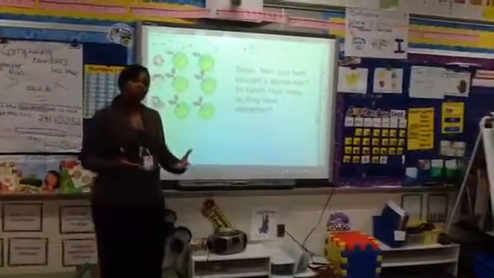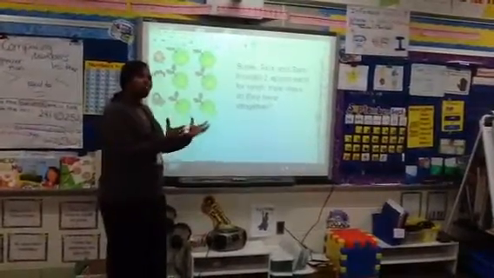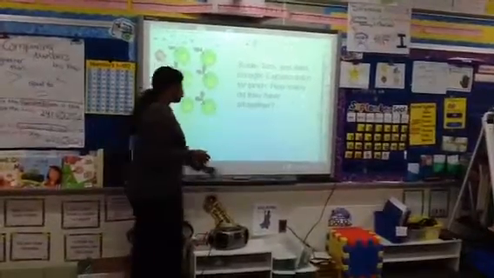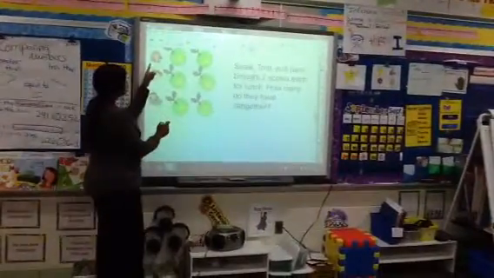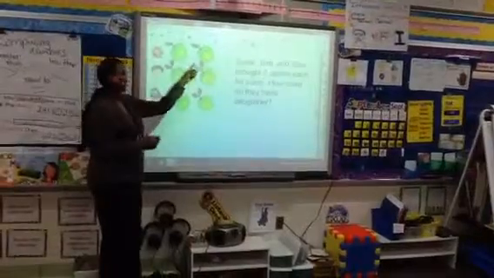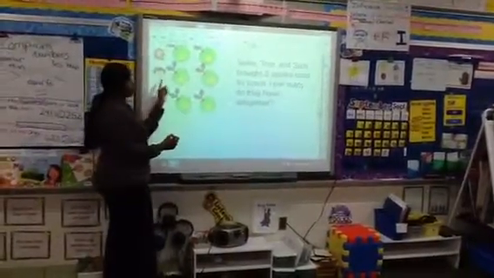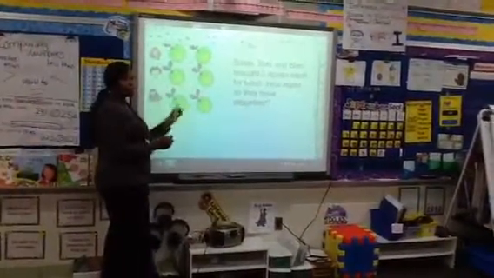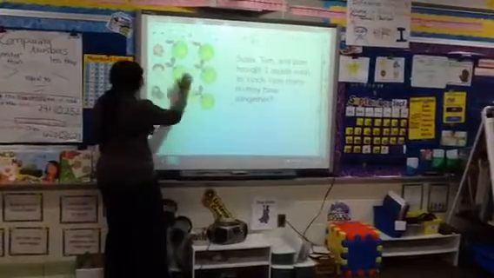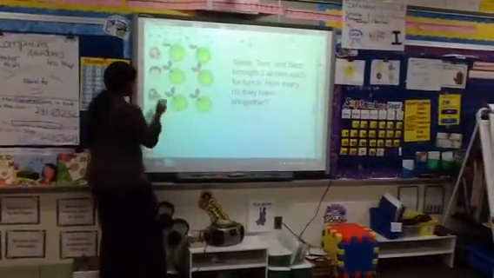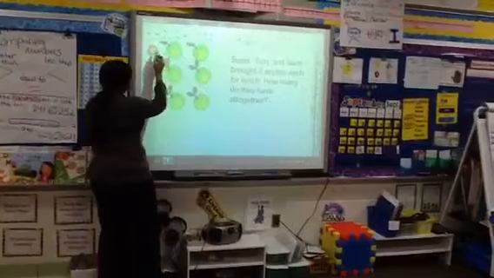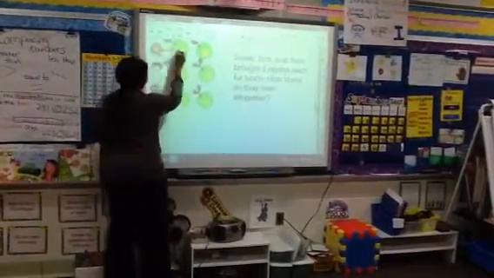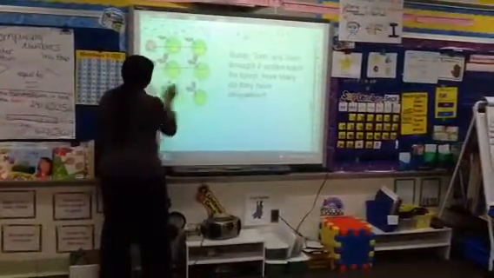The big part of arrays is knowing how many groups of each item you have. So with Susie, she has 2. With Tom, he has 2. With Sam, she has 2. If you notice, our arrays, our groups are in rows. So in an array, you can find out how many you have in each group by looking at the rows. Each of them have a row.